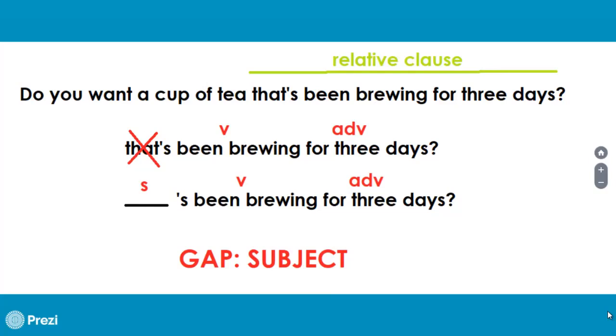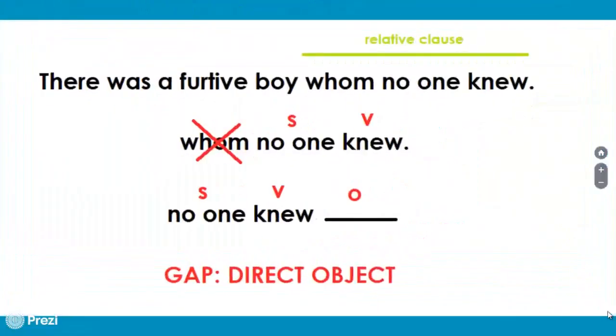What we need there is a subject. We don't have a subject for this new clause. As a result, in the following, we have has been brewing for 3 days. In this case, the missing element or the missing constituent is the subject. What has been brewing for 3 days? The tea or the cup of tea, right? So the result of this relative clause will be the tea or the cup of tea has been brewing for 3 days. In this case, the gap corresponds to the subject.